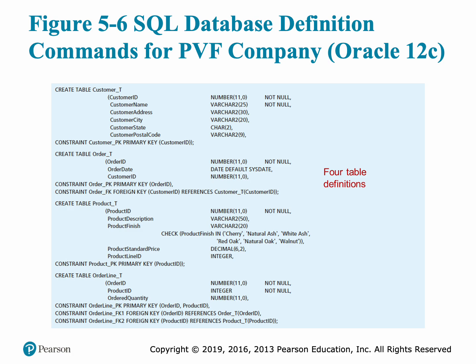This will allow you to look into how create table customer T is actually created, having customer ID, a number of 11,0. The customer name is a varchar 2 with 25 characters in it. Customer address, varchar 2 30. Varchar 2 is a certain attribute type. Customer city is varchar 2 20, so up to 20 characters can come in a city's name. Customer state, character 2, and customer postal code, varchar 9.